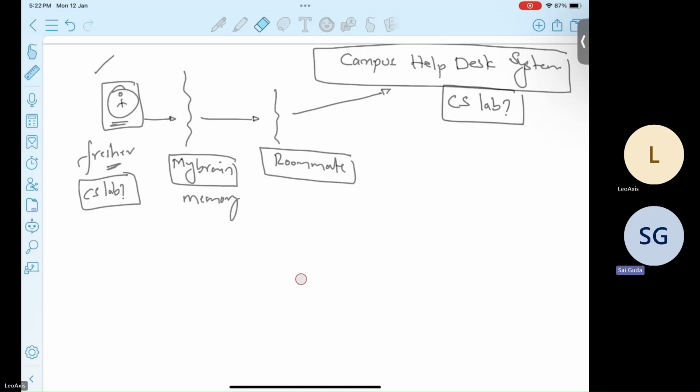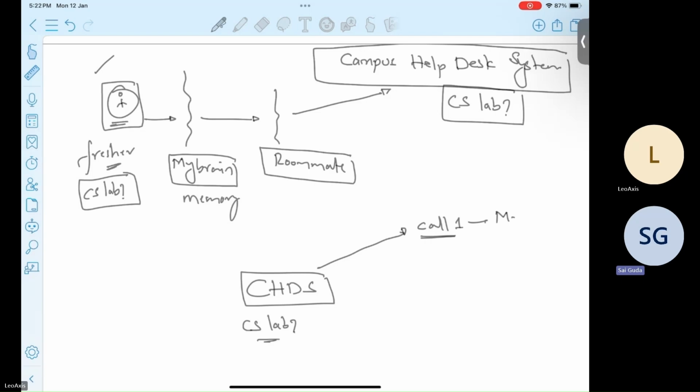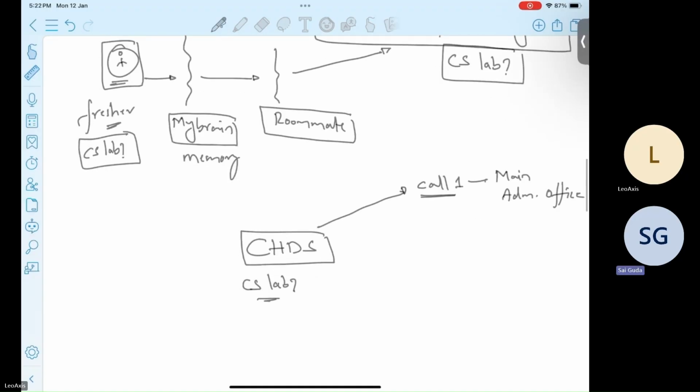This campus help desk system now needs to find out where the CS lab is. First, they're making call one to the main administrative office, asking where the computer science lab is.